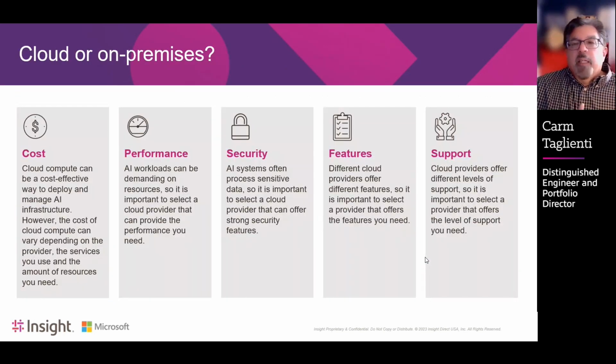Okay, and then so finally, if we talk about cloud or on-premise, I already alluded to some of these, so I'm not going to spend a ton of time here. But basically, it has to do with cost, performance, the security, and the features that you might want to look for, and then what kind of support are you expecting. And if you can think about it in the context of, are you looking for IaaS models, PaaS models, or SaaS models? And cloud providers like Microsoft can provide you with all three.